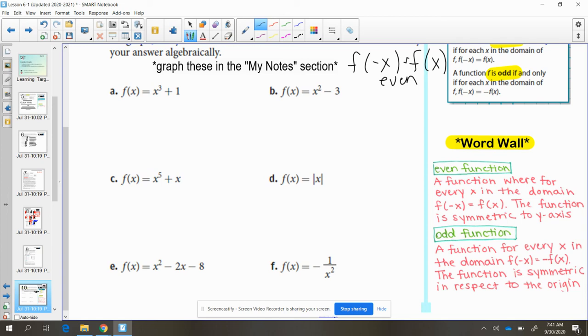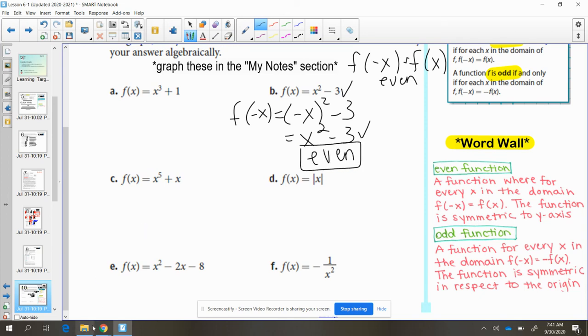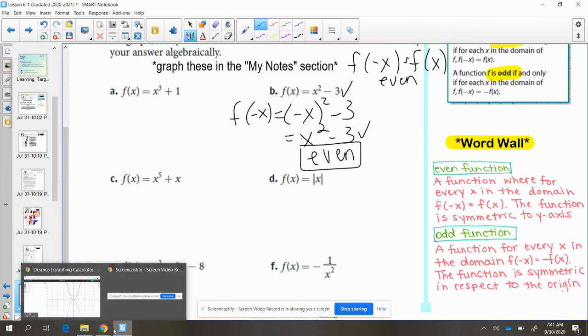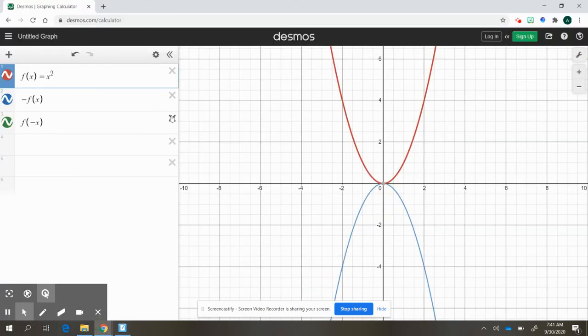So for instance, if we look at this quadratic here, x squared minus 3, if we plug in negative x, right, f of negative x. So I'm going to plug negative x in where I see x. Well, negative x squared is x squared. So because this came back to be the original function, these two match, this is even, okay? Visually then, how do we look at an even function? Well, I'm going to go back to using Desmos here.